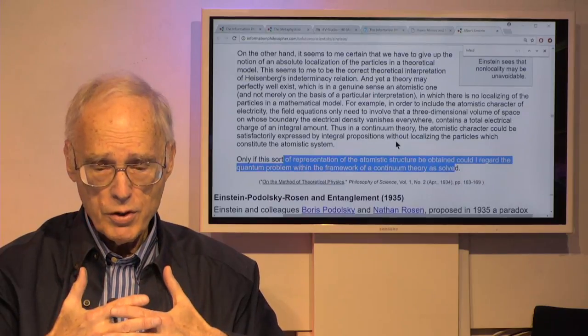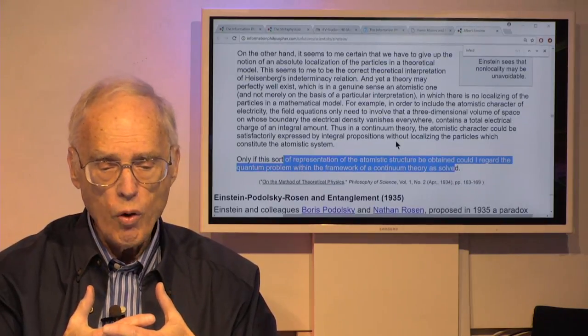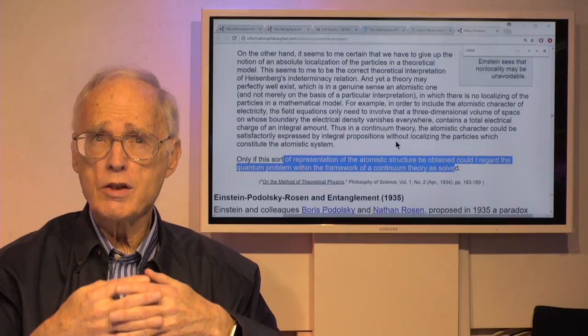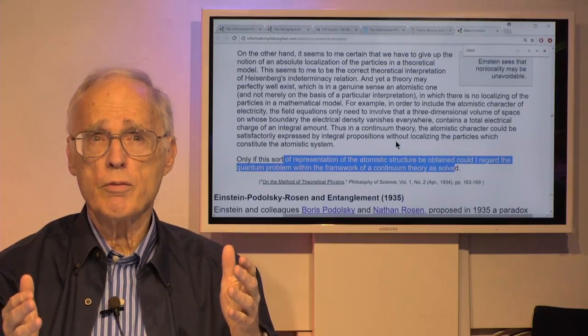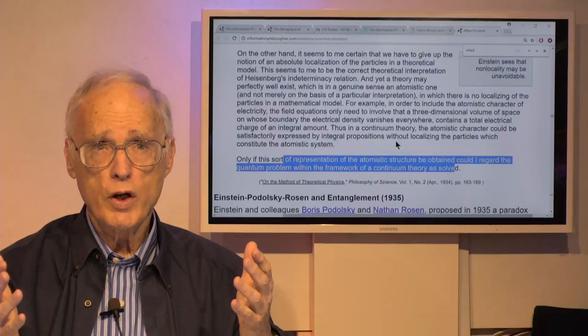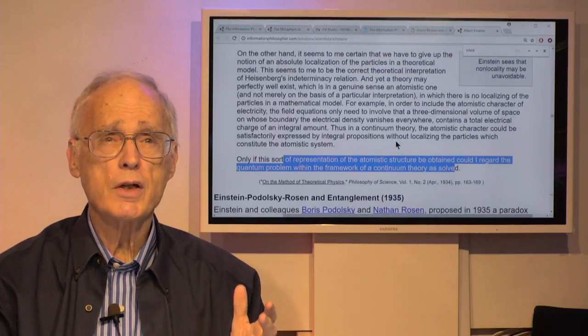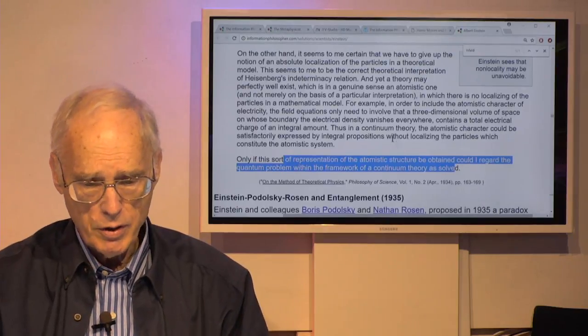Okay, but see what we're trying to build up here. This is a person writing in 1934, but this is someone who already at that time was beginning to doubt the possibility of a continuum theory. And 20 years after this, in the early 50s, he's basically giving up. He doesn't see any possibility.